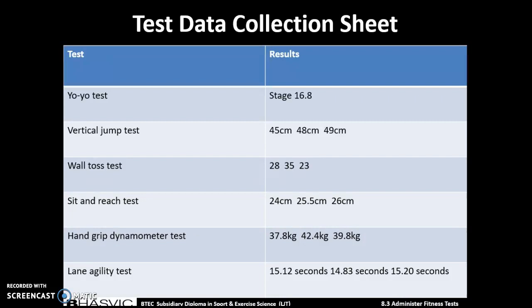The sit and reach test he got 24, 25.5 and 26 centimetres after 3 attempts. The hand grip dynamometer test, after 3 attempts he got 37.8 kilograms, 42.4 kilograms and 39.8 kilograms. And also after 3 attempts on the lane agility test he got 15.12 seconds, 14.83 seconds and 15.2 seconds.